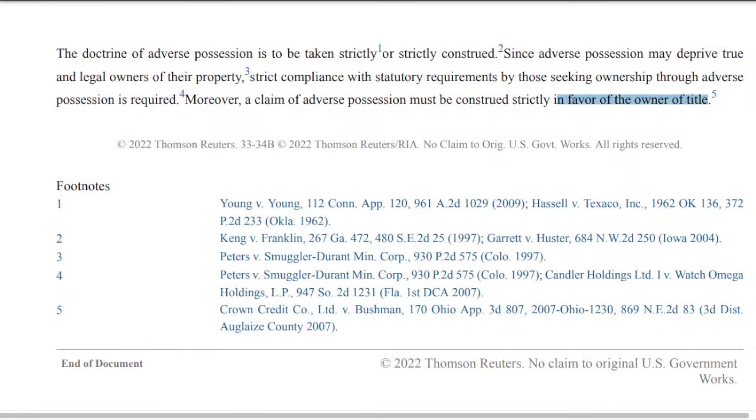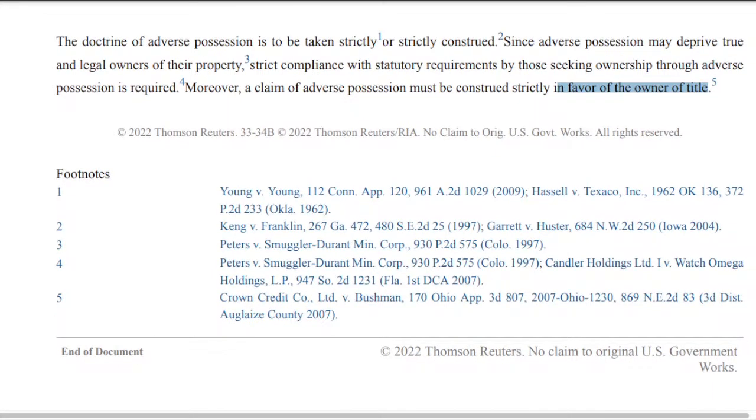So we have a lot of cases here, 1962, 2004, 97, 97, 2007 in Florida's 1st District. We have 2007 in Ohio. Interesting.